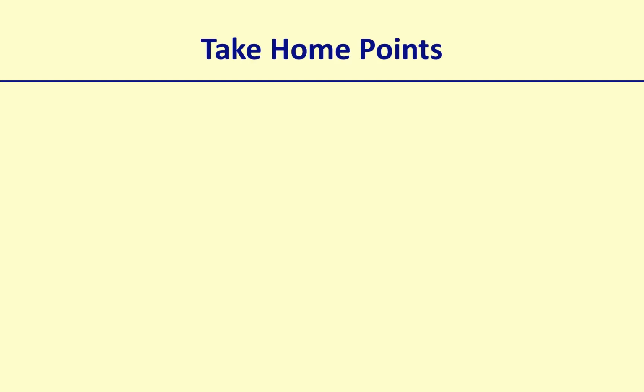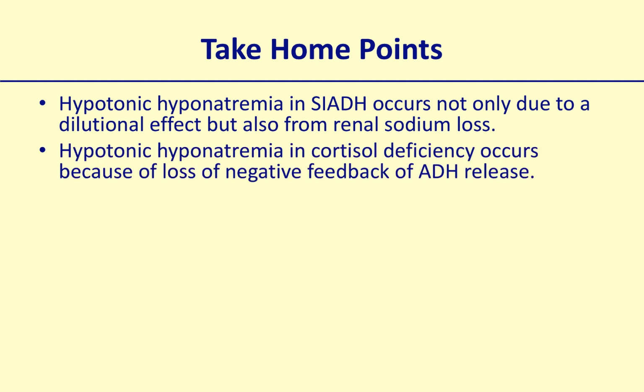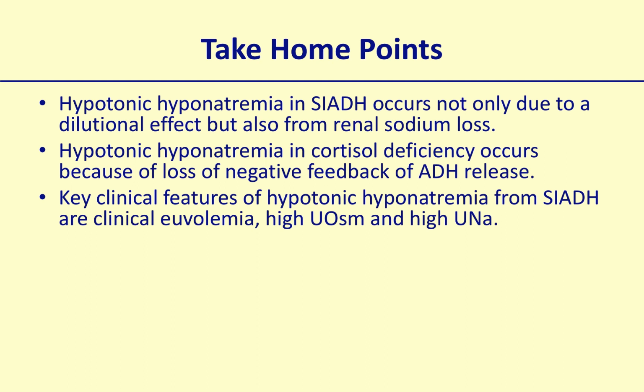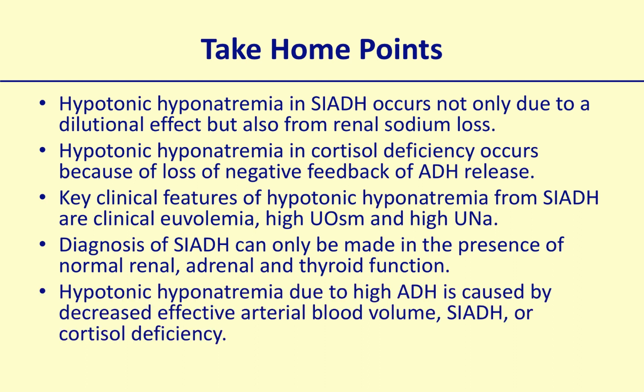So what are the take-home points? Hypotonic hyponatremia in SIADH occurs not only due to a dilutional effect, but also from renal sodium loss. Hypotonic hyponatremia in cortisol deficiency occurs because of loss of negative feedback of ADH release. The key clinical features of hypotonic hyponatremia from SIADH are clinical euvolemia, high urine osmolarity, and high urine sodium. The diagnosis of SIADH can only be made in the presence of normal renal, adrenal, and thyroid function. And finally, hypotonic hyponatremia due to high ADH is caused by decreased effective arterial blood volume, SIADH, or cortisol deficiency.